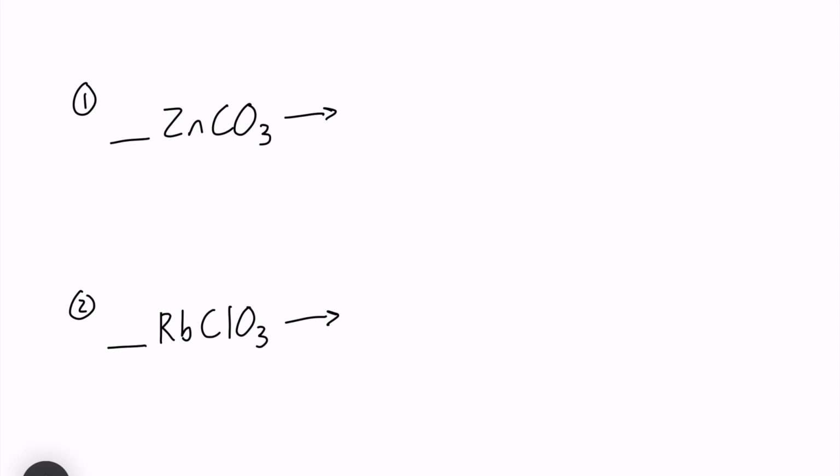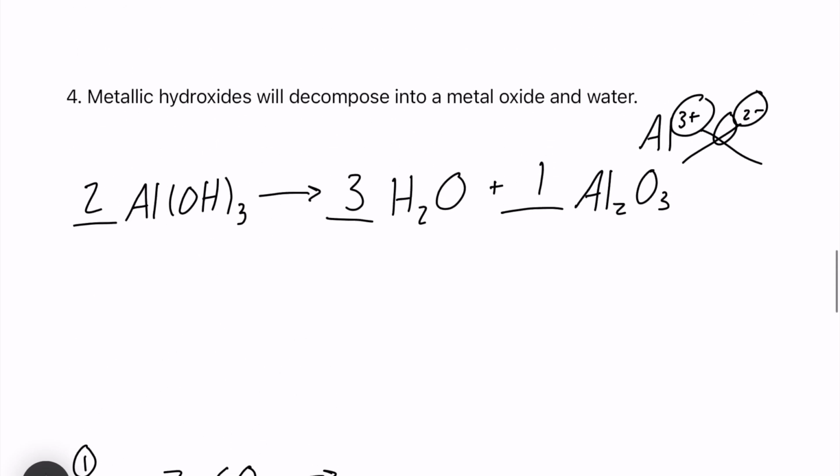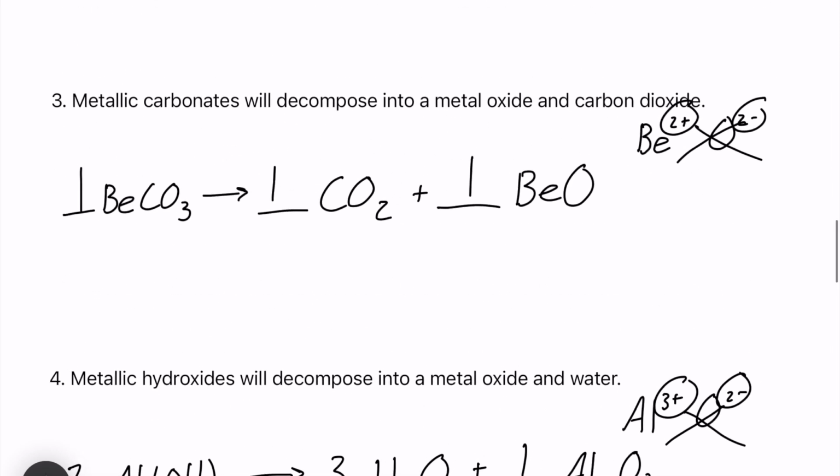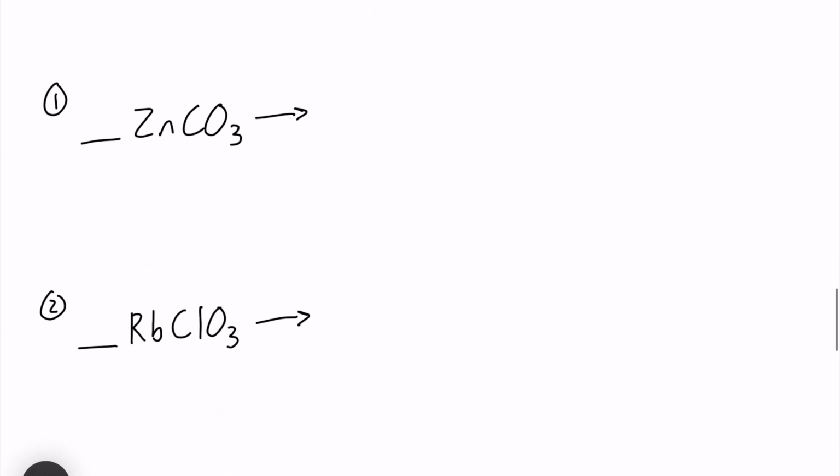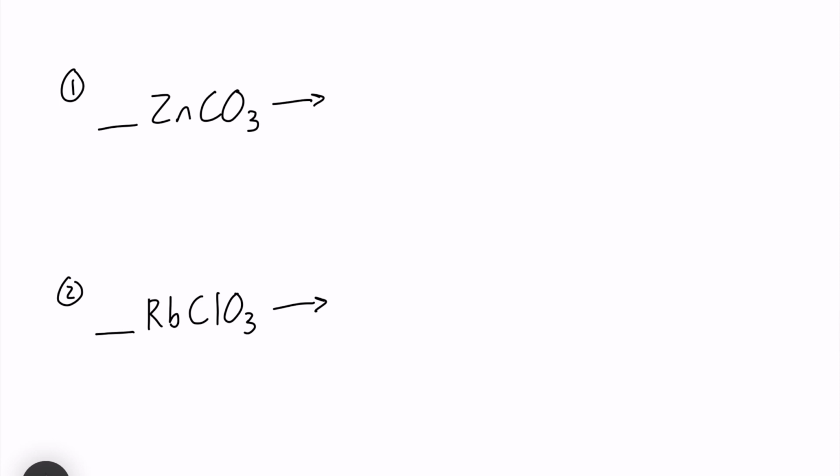So first off, we have zinc carbonate, and it's breaking down. Let's see if we have a metallic carbonate rule at all, and number 3 looks correct to me. It's going to decompose into a metal oxide and carbon dioxide. So we can go ahead and write down our metal oxide.